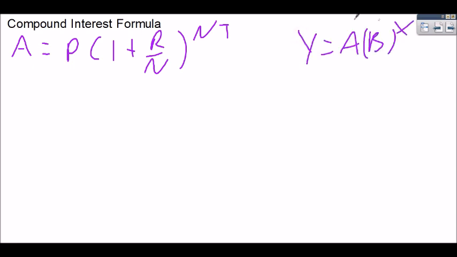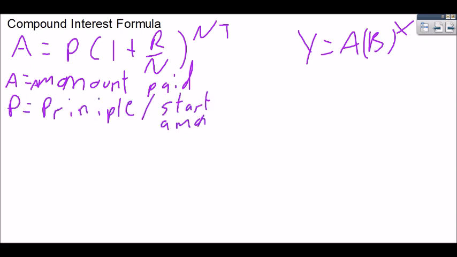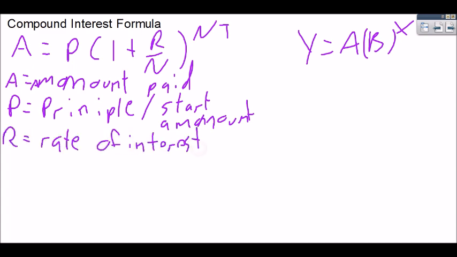So let's talk about what all these letters mean. A is the amount that we're going to get paid at the end of it. So we put money in the bank, how much money are we going to get back? P stands for principal. Principal is how much money you put into it to start. R is the rate of the loan. N is how many times it's going to get compounded.